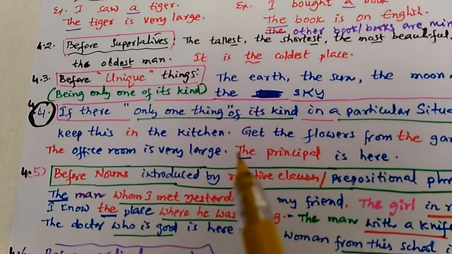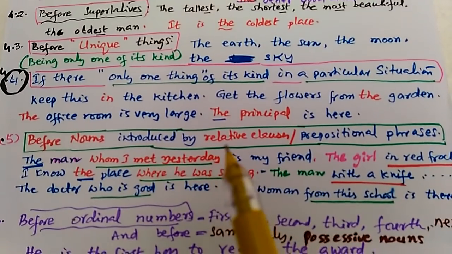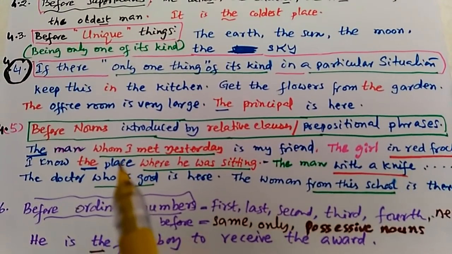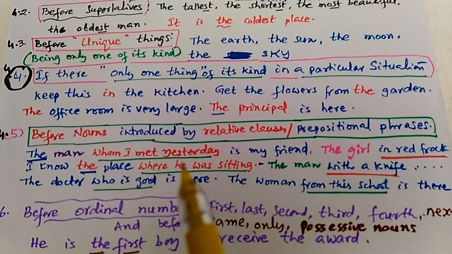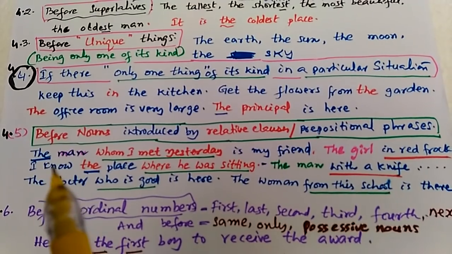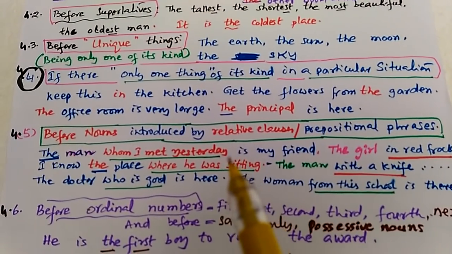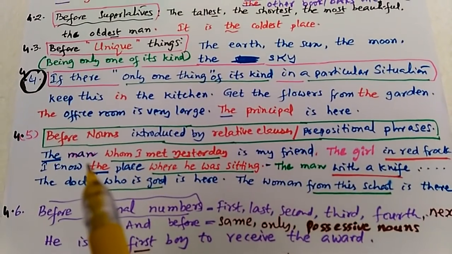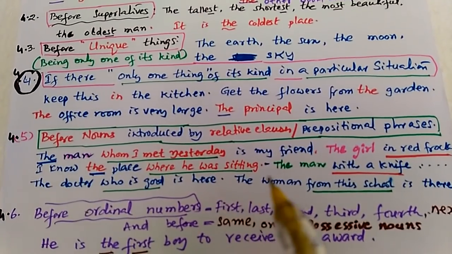And next point, 4.5, before nouns introduced by relative clauses and prepositional phrases. When a prepositional phrase or relative clause is there, we can write the before a noun. So the man whom I met yesterday will be the right answer. Whom I met yesterday is a relative clause, and before that a noun is there, and before that noun we have to write the article.